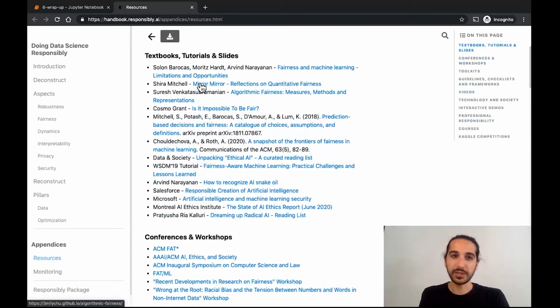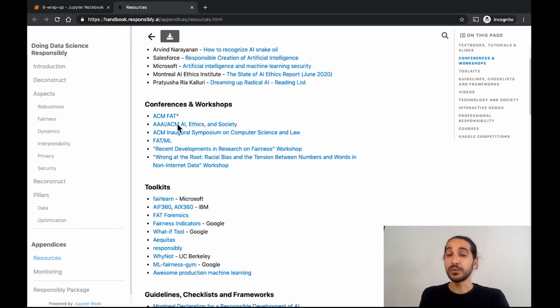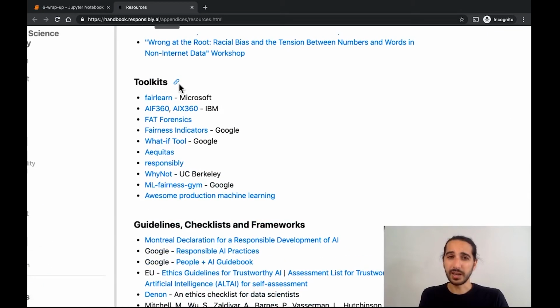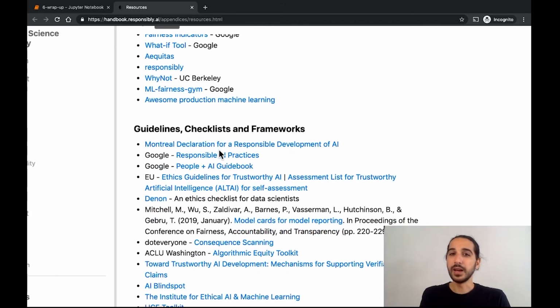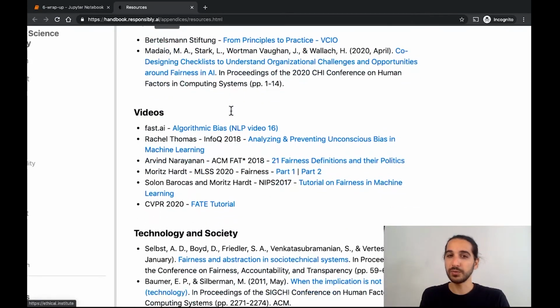This is a collection of specific resources about responsible AI. Starting with textbooks, tutorials, a list of conferences and workshops about this topic, toolkits that are being used to question and work with machine learning models. Like software packages, right? I think almost all of them, if not all, are in Python. Then guidelines, checklists, frameworks, and so forth.